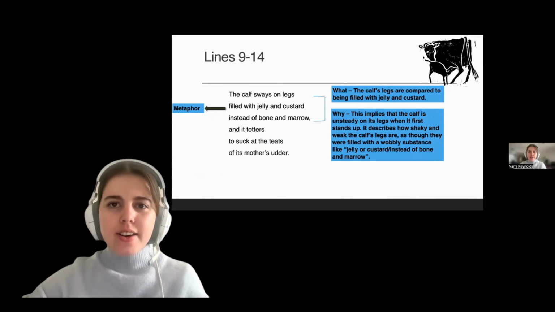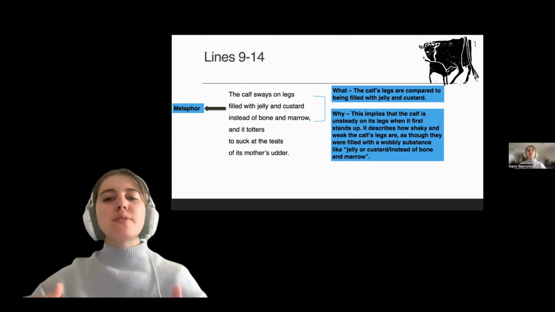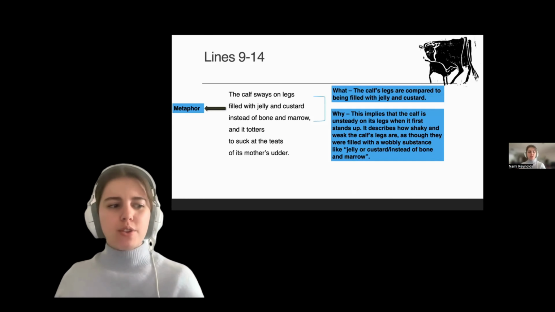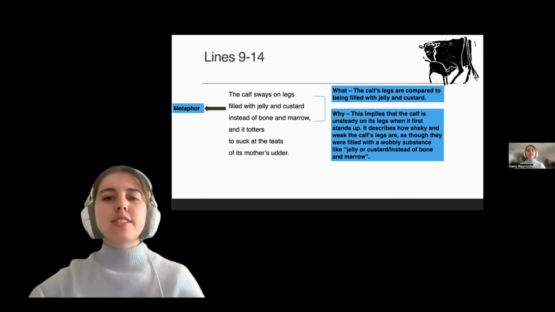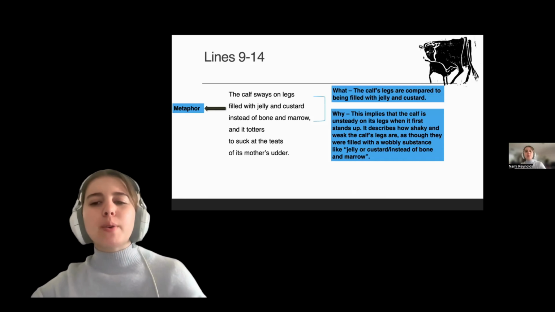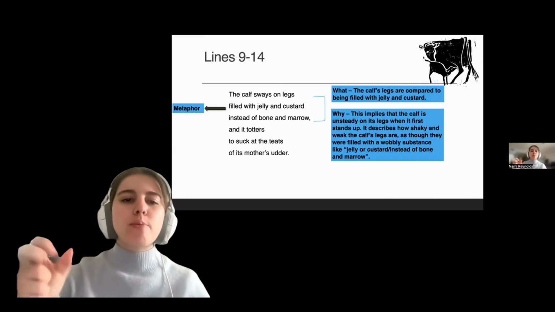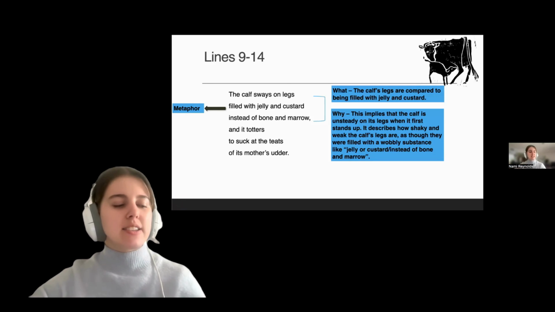And why? The poet is implying here that the calf is very unsteady. I mean, it's just born, so it's very unsteady. It's still shaky. It's taking its first few steps and it's standing up for the first time. So it's as if the bones or legs are filled with this wobbly substance, this jelly and custard.